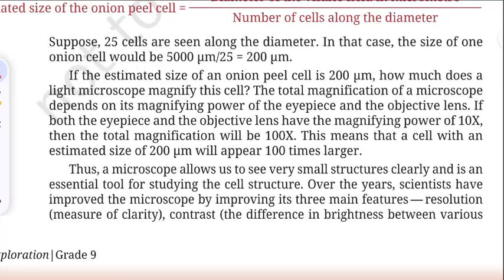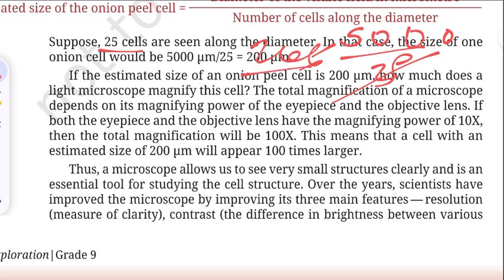Now suppose 25 cells are seen along the diameter. In this case, the onion cell size would be, now look, 25 cells are seen, and what is the formula? Diameter of the visible field in micrometer upon number of cells. So what is the diameter of the visible field in micrometer? 5000 upon 25. Yes, it will be 200. 200 micrometer is the answer. Don't forget to put the unit. Fine.